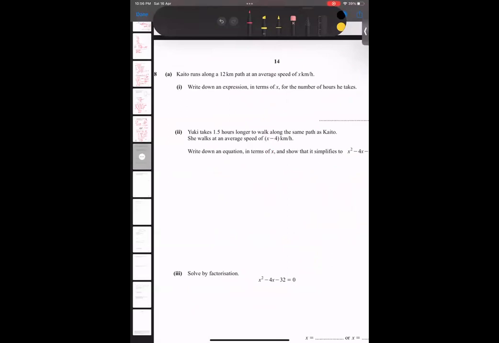A runs along a 12 kilometer path at average speed x. An expression for time. All of you know the distance formula is actually speed into time. And I'm looking for time, so speed will come down. So the time formula is very clear: distance by speed. Distance is 12 kilometers. You can see distance and speed are given here. So 12 over x. So the first answer is done. So let's go for the next.